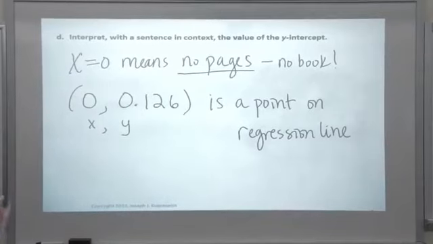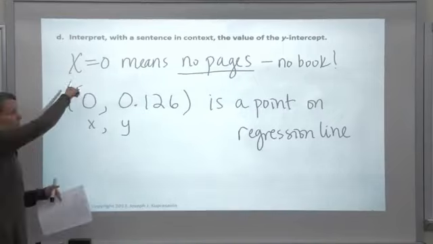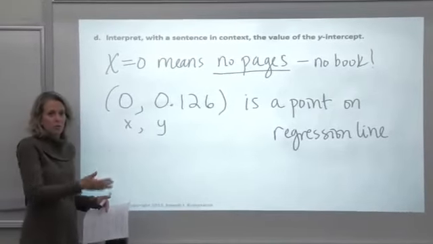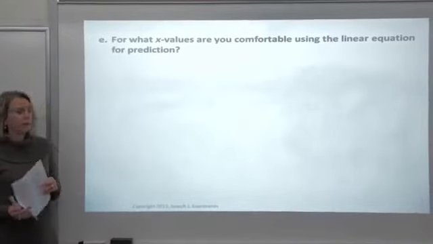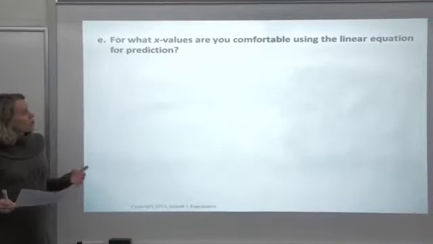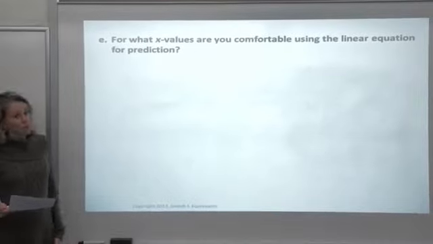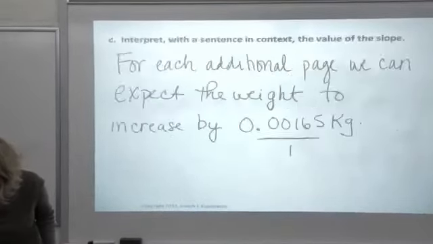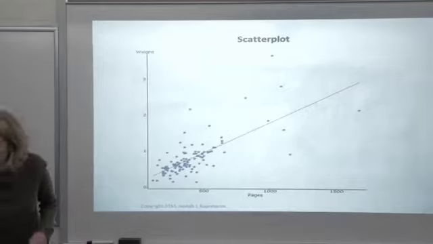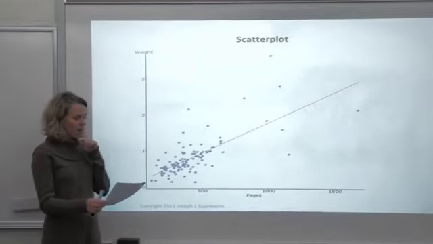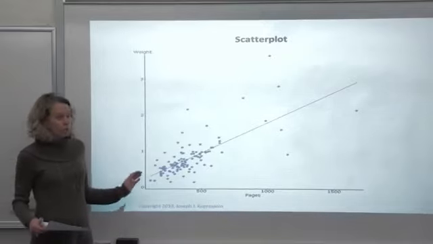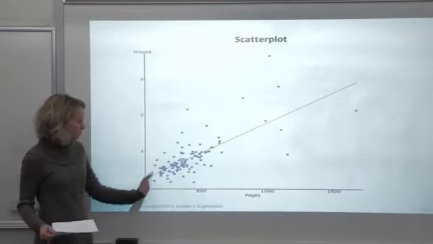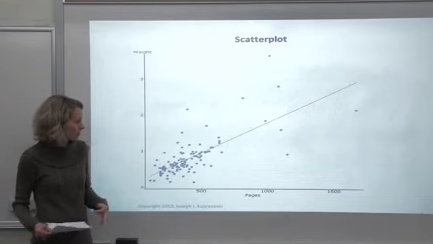All right, part E. So sometimes you can interpret the y-intercept, sometimes you can't. If it made sense to have an x value of 0, go ahead and interpret it. This one doesn't make sense. All right, E. For what x values are you comfortable using the linear equation for prediction? I've got to go back and look at our scatter plot. You only want to do predictions based on the values that you have in your data.